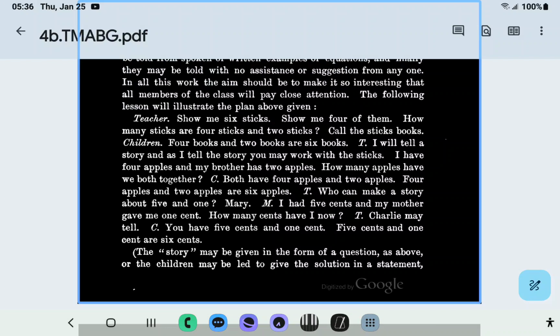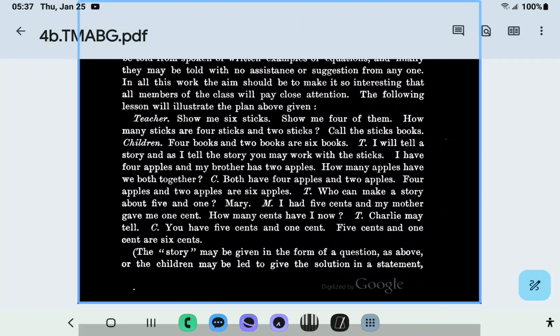the objects for illustration. After this has been done with the aid of sticks, stories may be told from spoken or written examples or equations, and finally they may be told with no assistance or suggestion from anyone. In all this work, the aim should be to make it so interesting that all members of the class will pay close attention. The following lesson will illustrate the plan above given.